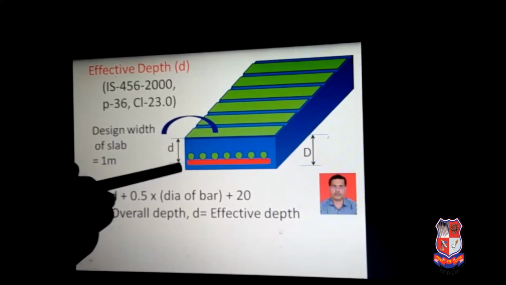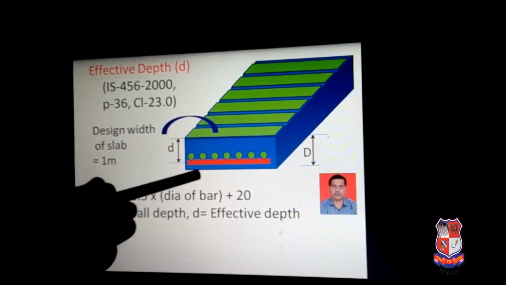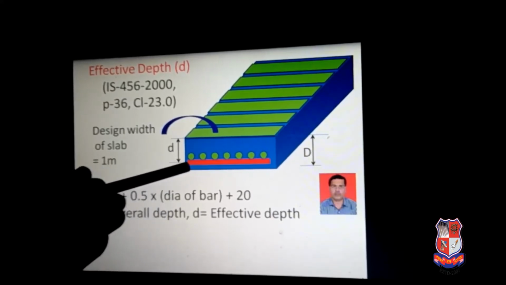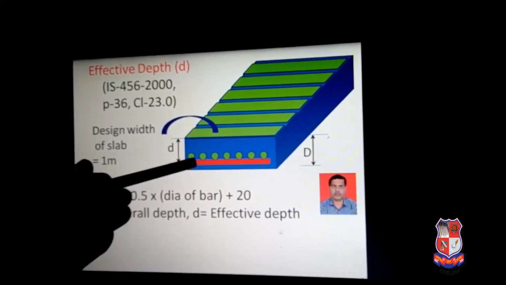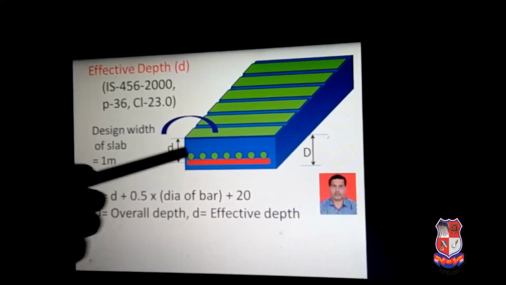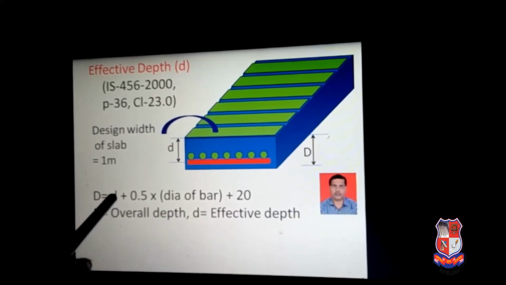Now if we know the effective depth value and the diameter of the main steel bar, that is in red color, and the minimum clear cover from the bottom of the steel bar to the bottom of the slab, we can calculate capital D, that is d plus 0.5 times the diameter of the main steel bar, plus 20. So if we know small d, we can calculate capital D, or in some cases when we know capital D, the overall depth of the slab between top and bottom of the slab, we can calculate small d also.